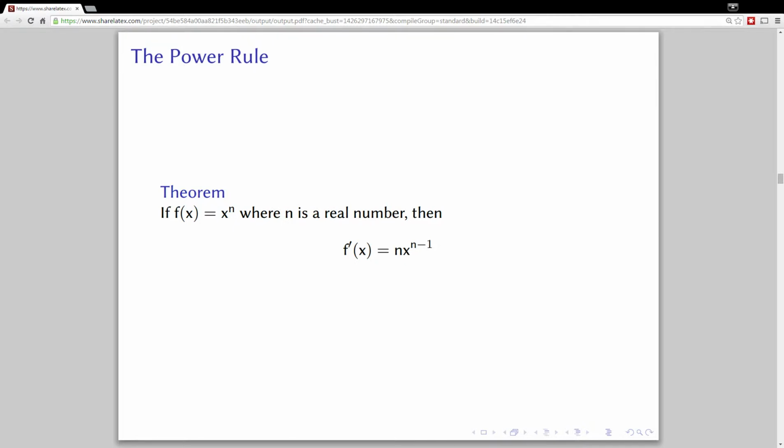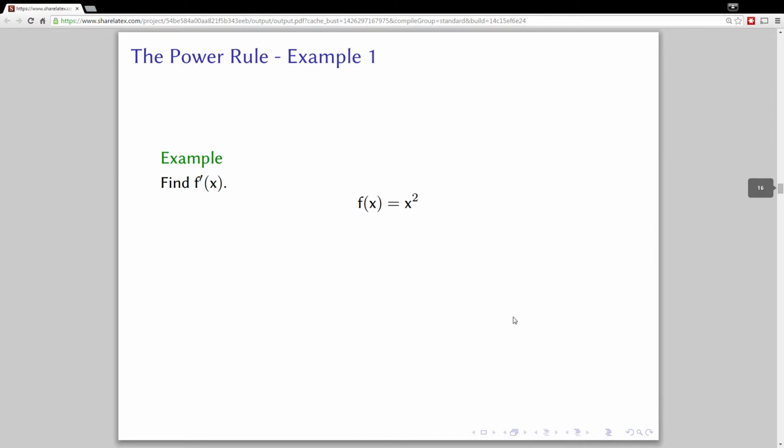So, here's the power rule. It says the derivative of the power function, x to some number power, you would pull the power down, so bring the original power down, and then subtract 1 from the power, and that will be the new power. So that's it for the power rule. It's pretty straightforward. So let's take a look at a few examples and see how that would go.